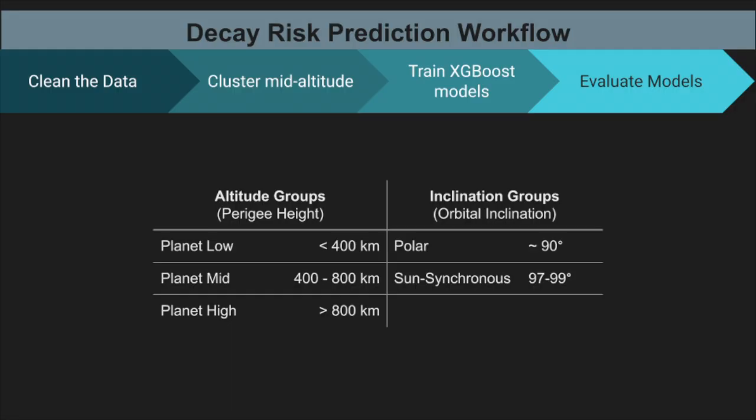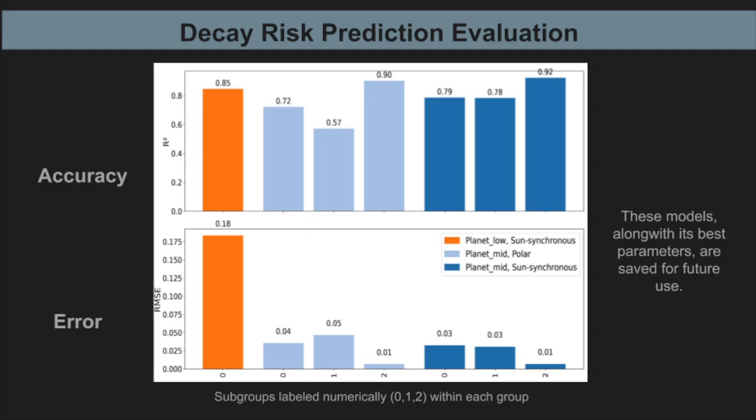For mid-altitude satellites, we went a step further and applied k-means clustering to capture the hidden subgroups. Each subgroup is modeled with XGBoost using robust scaling and randomized search CV for hyperparameter tuning. Model performances evaluated here show strong predictive power overall. Subgrouping boosts accuracy for mid-altitude satellites with R-squared reaching 0.92, confirming the value of tailored modeling.